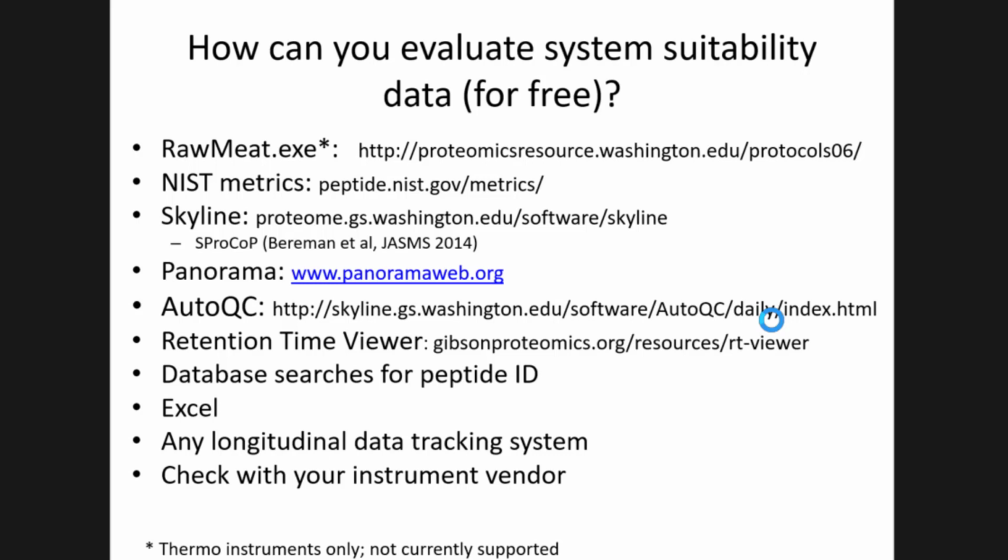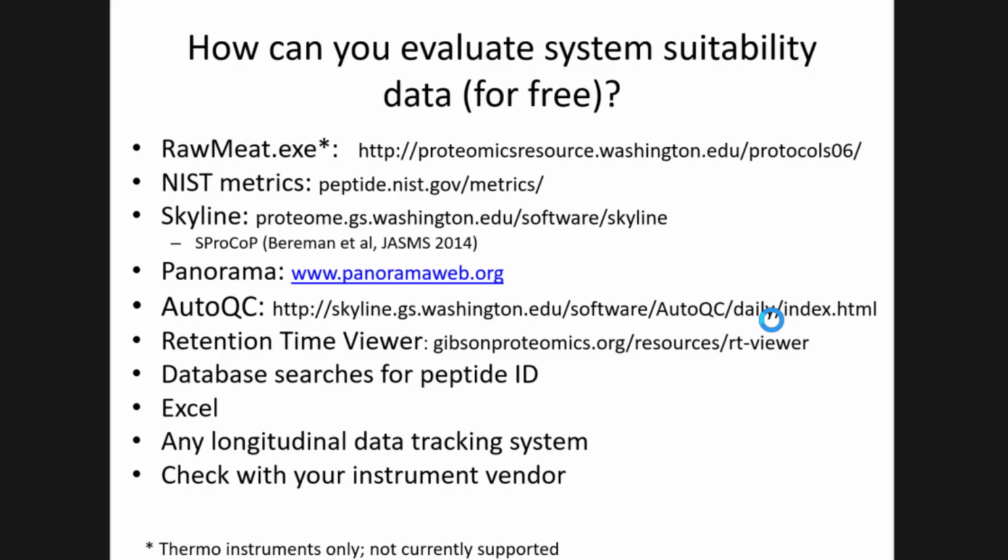There are ways in software that you can use. If you're working for a pharmaceutical company or a place with an enormous budget, there may be things that are already in place and available. When I started this, we didn't have that. There used to be this executable software called RawMeat that was specific to Thermo that would take, for example, your data dependent data and pull out over the course of the gradient how many MS scans were performed, how many MS2s were performed, what was the average injection time, and details like that.